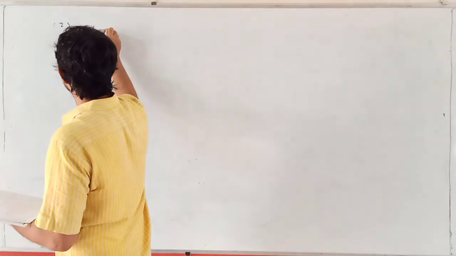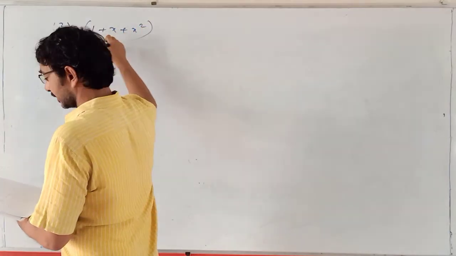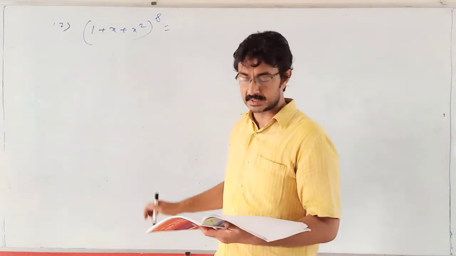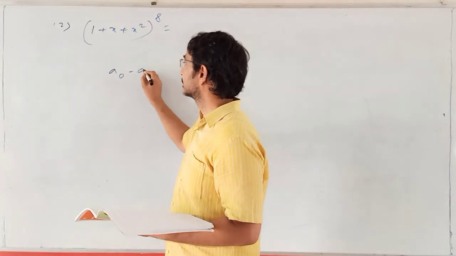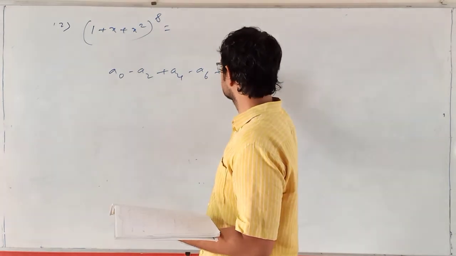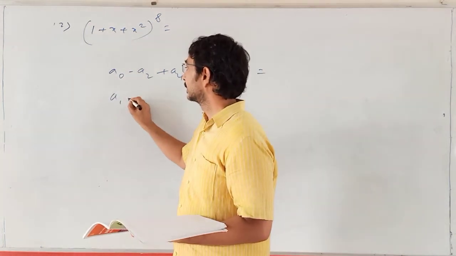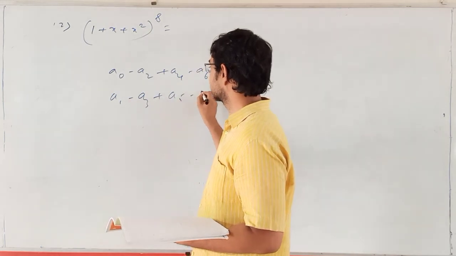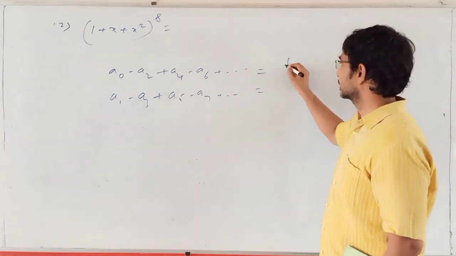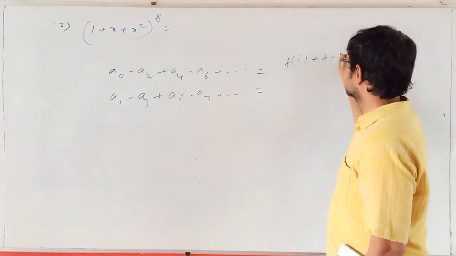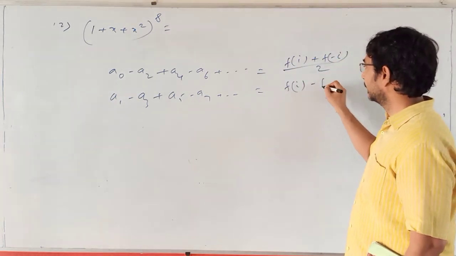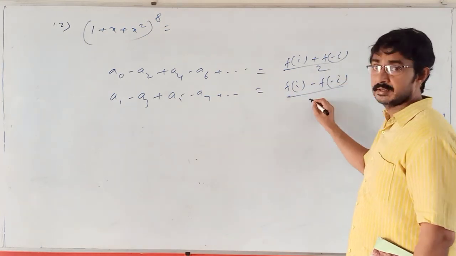Next one, 12th one. If (1 plus x square) whole power 8 equal to a0 plus a1x plus a2x square plus and so on, required is a0 minus a2 plus a4 minus a6 and so on. Next, a1 minus a3 plus a5 minus a7 and so on. So clearly formulas, first one formula (f of i plus f of minus i) by 2. Second one's formula (f of i minus f of minus i) by 2.